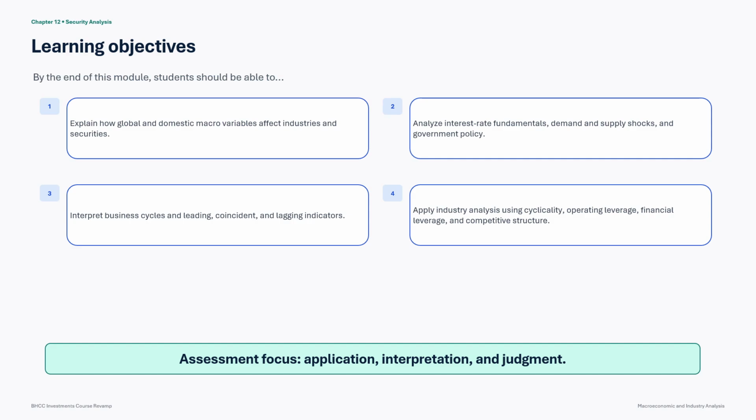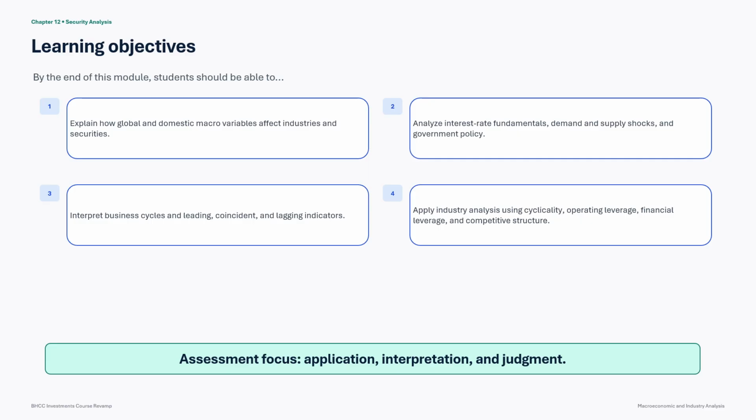Third, you should be able to interpret business cycles and economic indicators. An expansion, peak, contraction, trough, and recovery are not just boxes on a diagram. They affect revenue growth, credit losses, inventory, capital spending, employment, and investor risk appetite. The leading indicators tend to turn before the broader economy. Coincident indicators move with current activity. Lagging indicators confirm what has already happened. The distinction matters because markets often move before the economic data look comfortable. By the time every lagging indicator says the recession is over, the market may have been celebrating for months.